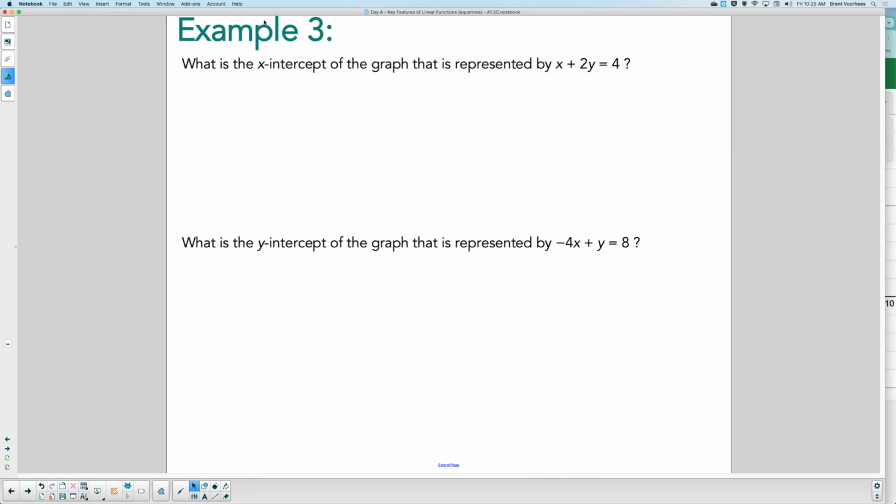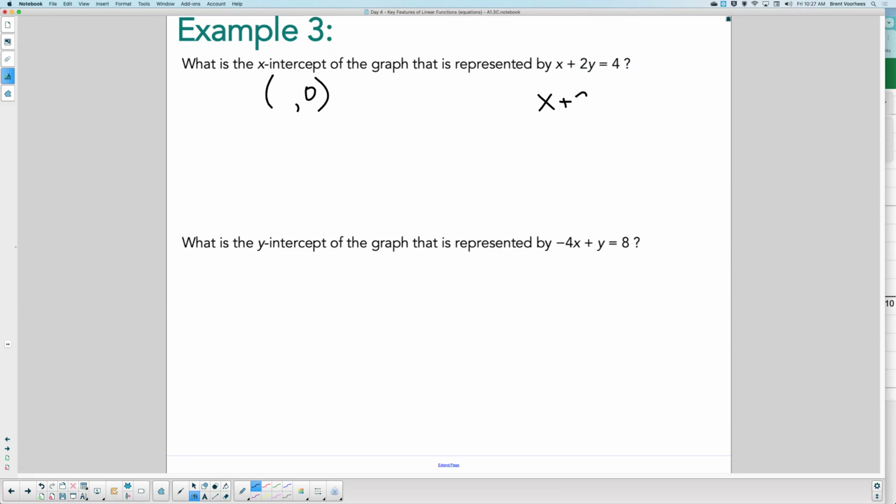Let's look at example 3. Example 3 here. It says, what is the x-intercept of the graph that is represented by this? Okay, help me out. When you write an x-intercept, what form does an x-intercept look like? Like, I know it has a 0 somewhere. If it's an x-intercept, which value is a 0? The y, good. So what does that mean I could do as a shortcut on my equation if I know y is 0? I would substitute it in.